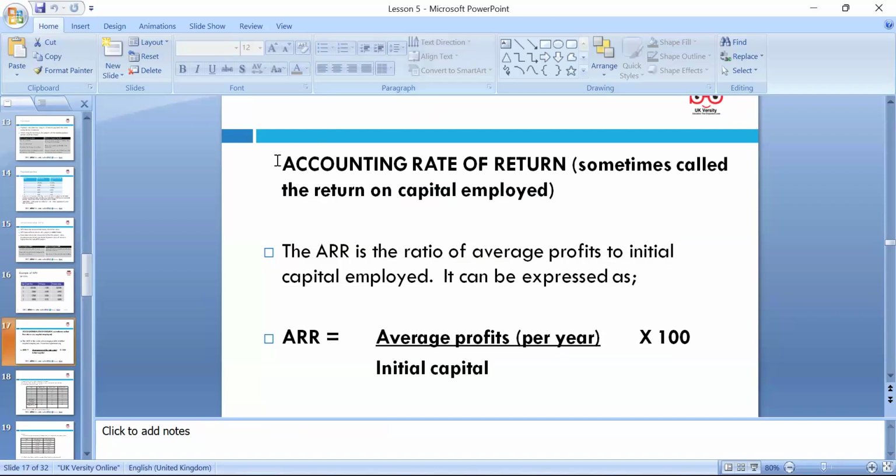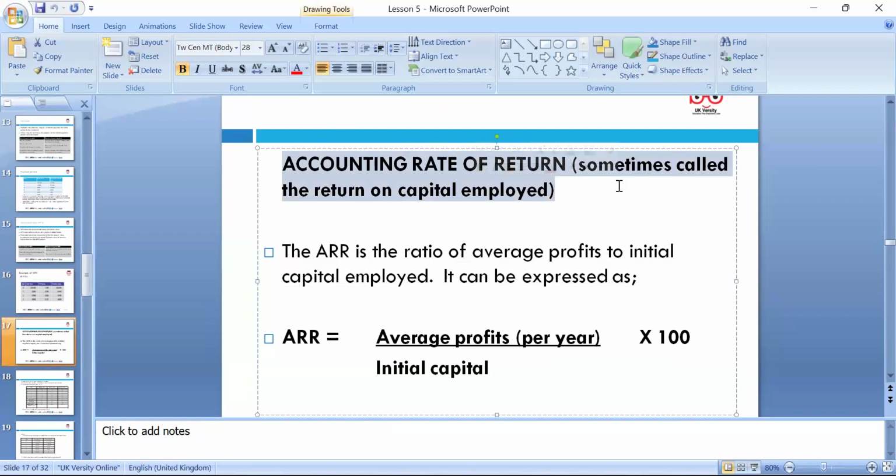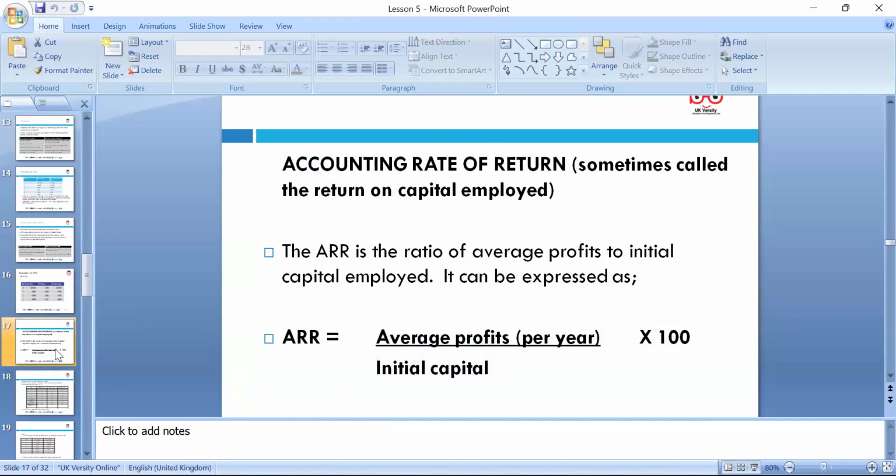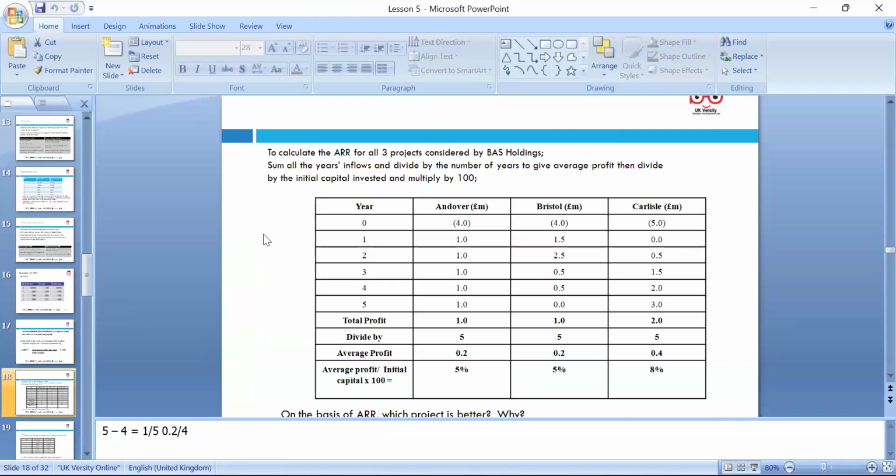So then we have the accounting rate of return. The accounting rate of return is also known as the average rate of return, and it is average profit divided by how much we initially invested, times 100. That's the formula we are using, which we'll go through in a minute. So let's say we have 3 projects: Handover, Bristol, and Carlisle. We are investing 4 million, 4 million, and this project requires 5 million.